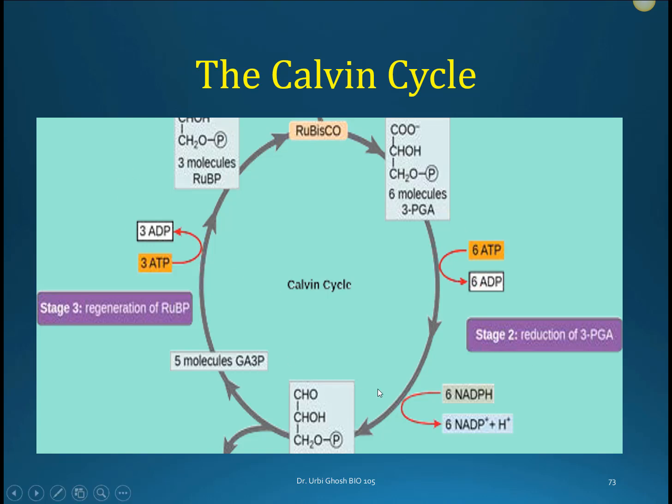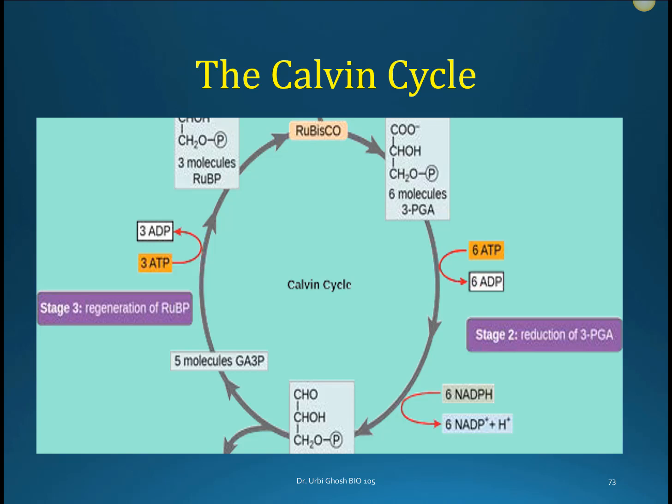Stage 3 is the regeneration of the RuBP molecule, or the ribulose bisphosphate molecule. Only one of the glyceraldehyde 3-phosphate molecules leaves the Calvin cycle and is sent to the cytoplasm to contribute to the formation of other compounds needed by the plant. Because the glyceraldehyde 3-phosphate exported from the chloroplast has 3 carbon atoms, it takes 3 turns of the Calvin cycle to fix enough net carbon to export 1 glyceraldehyde 3-phosphate.